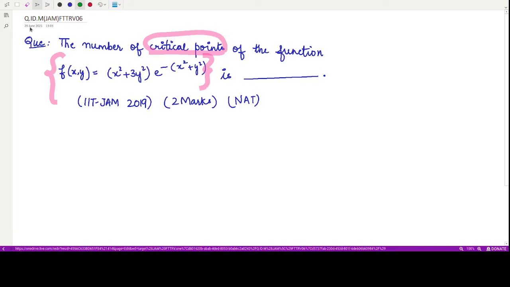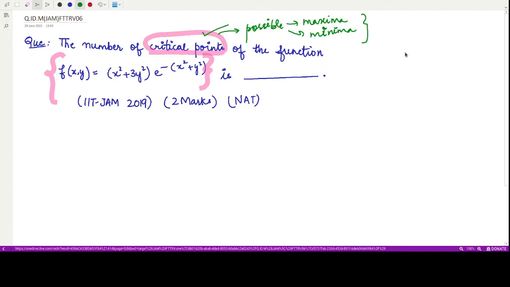For that, first of all, you should know what critical points are. These are the possible points where the function could have either a maximum value or a minimum value. We are to count how many such points there are for this function. The procedure to calculate maxima and minima also includes calculation of these critical points.